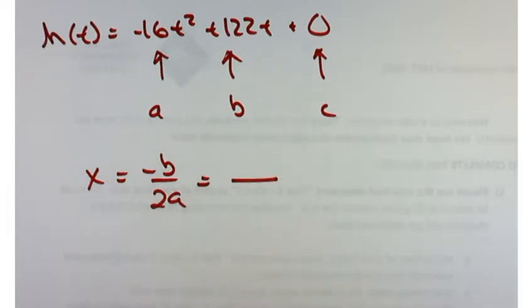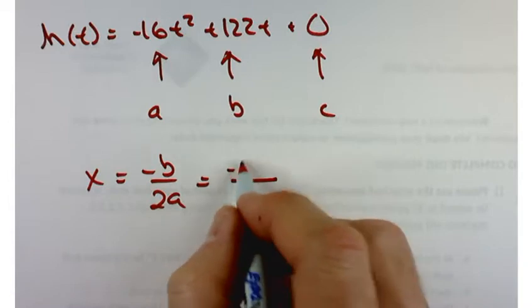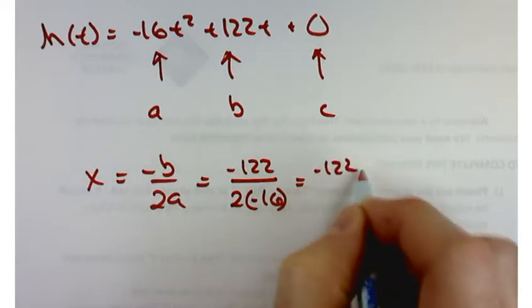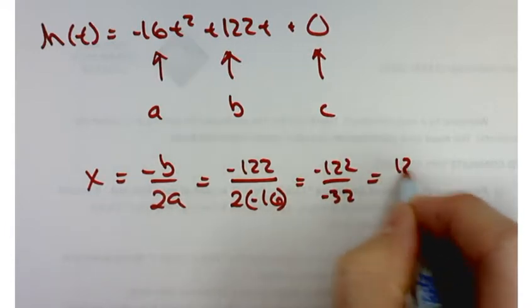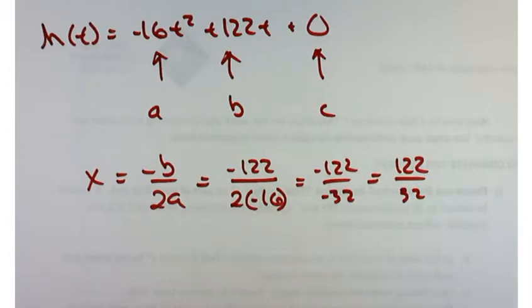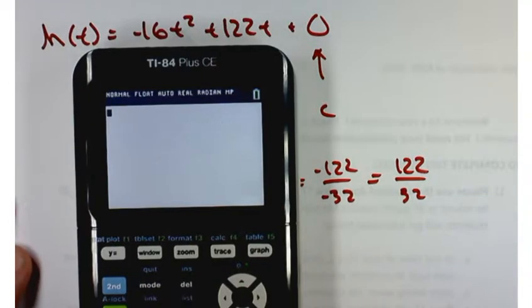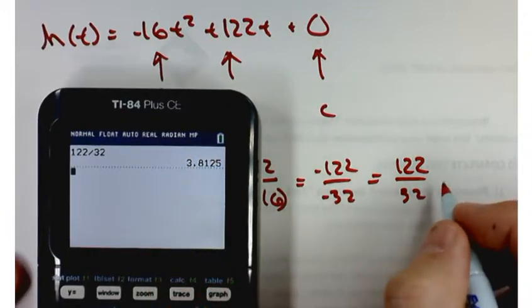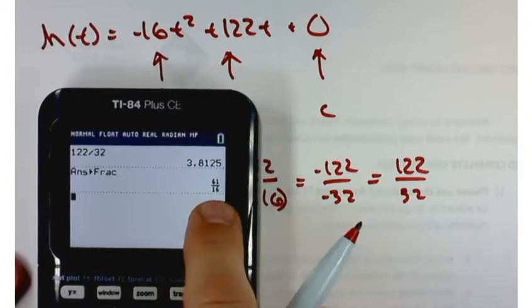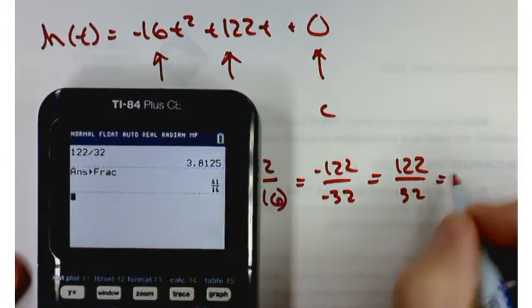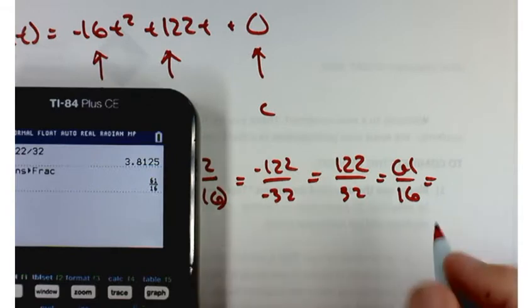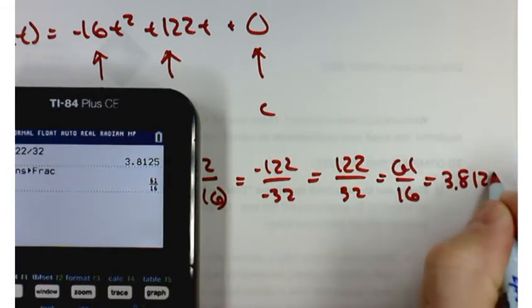But what's that going to be? Over 2 times what? So negative 122 over negative 32. And I can get rid of the negatives. In fact, I can put that in lowest terms if I'd like. Well, let's see. I get the number 3.8125. And I could turn that into a fraction if I wanted to in lowest terms, 61 over 16. Basically, you're dividing out the 2 here. But for now, let's just keep it around at 3.8125.